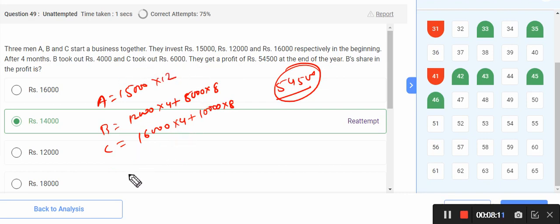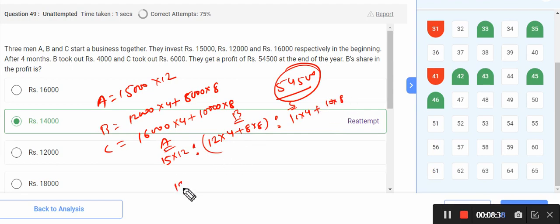Now let's work out the ratios. 15 into 12 for A, plus 12 into 4 plus 8 into 8 for B, and 16 into 4 plus 10 into 8 for C. So A is 180, B is 48 plus 64, which is 112, and C is 64 plus 80, which will be 144, right?